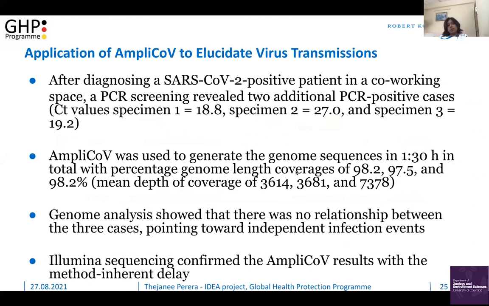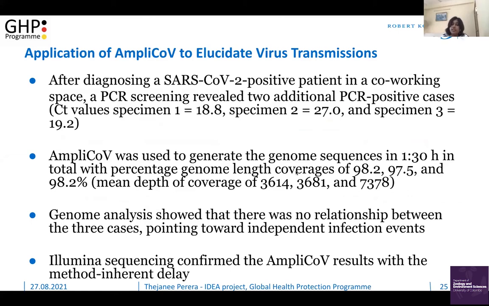So apart from all this, they also wanted to test if we can use this assay to explain the viral transmissions. There was an incident where there was a positive patient in a co-working space. So they did a PCR screening for all the workers in that setting and found out there were 2 additional people who were positive for SARS coronavirus 2.